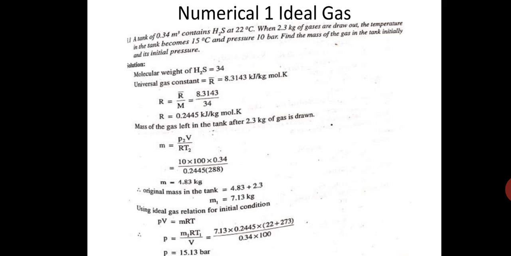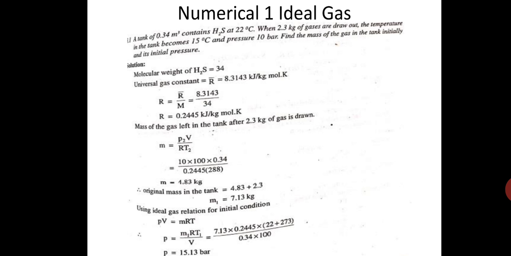Now for the final condition, PV is equal to MRT. Rearranging, we get M is equal to PV by RT for condition 2. So substituting the value P2 into V divided by R into T2, and because P is given in bar, we are multiplying with 100 to get it in kilopascals. The mass we get as 4.83, and 4.83 plus the 2.3 kg of gas which was taken out, you get the initial mass as 7.13 kg.